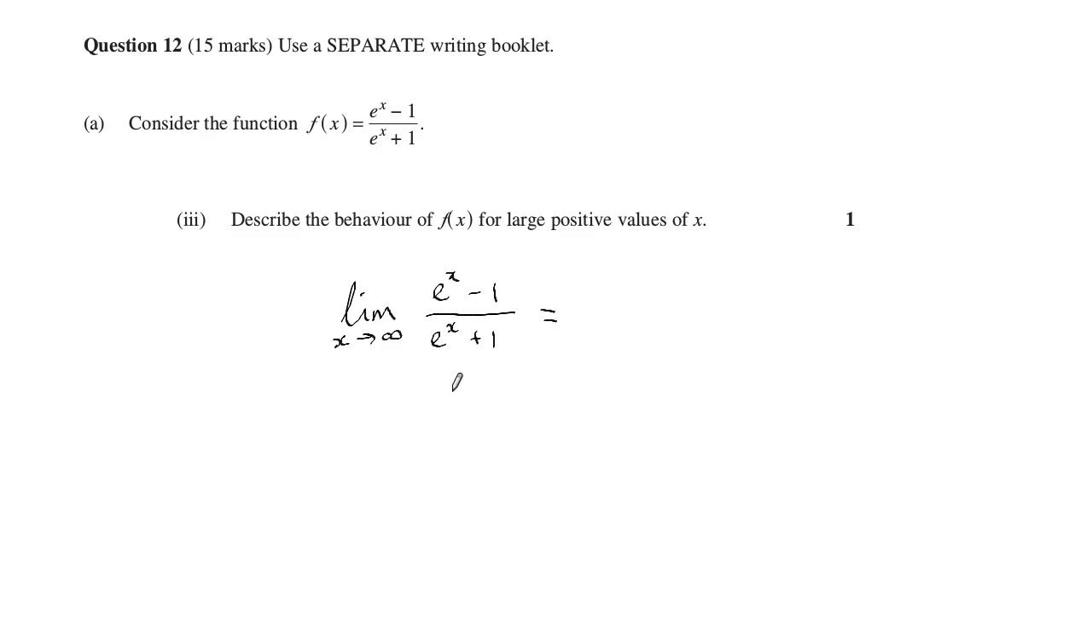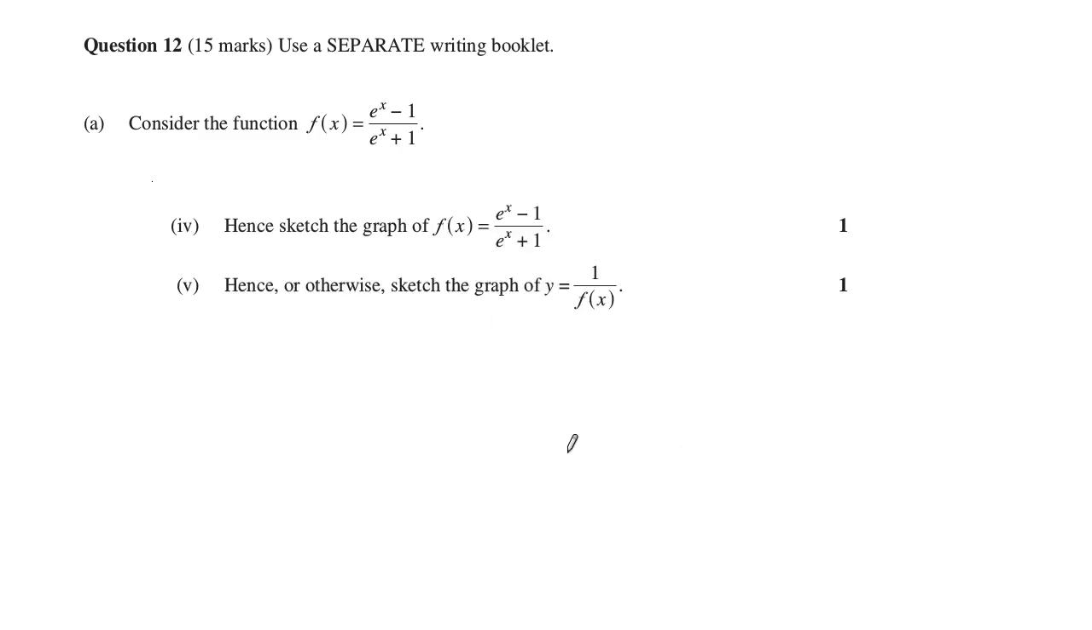The way that they want you to show that, though, in New South Wales, is to divide top and bottom of this by e to the x. So we'd get 1 minus 1 on e to the x, and on the bottom 1 plus 1 on e to the x. And then this tends to 0 as x tends to infinity, and the same with that one. So you get 1 over 1, which is 1.